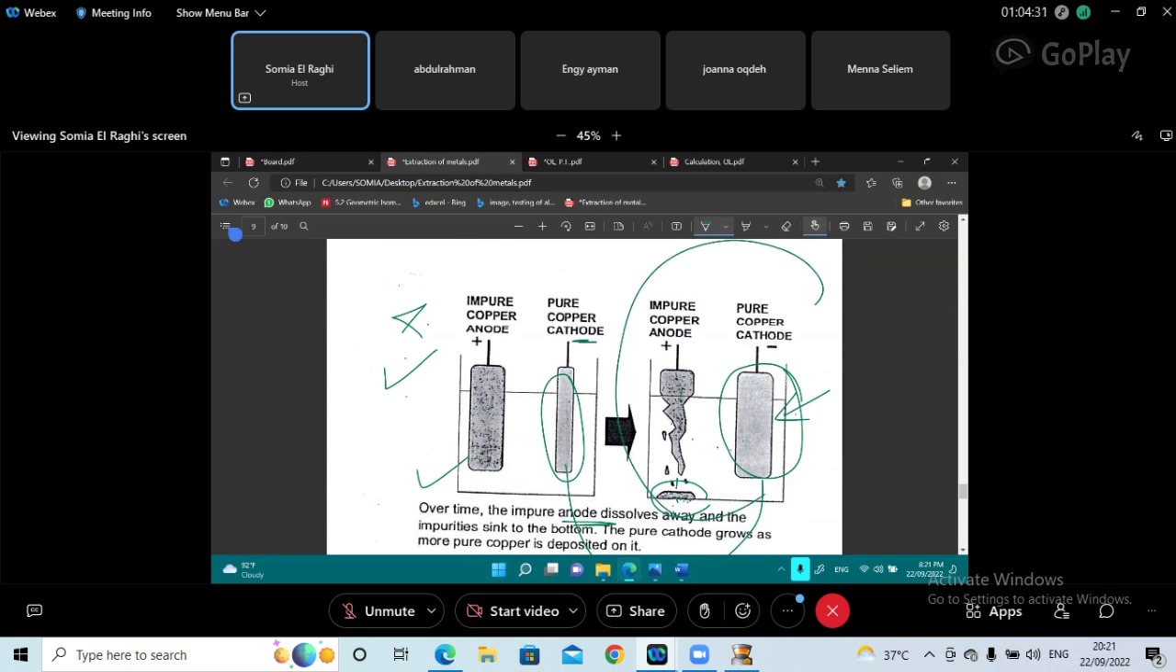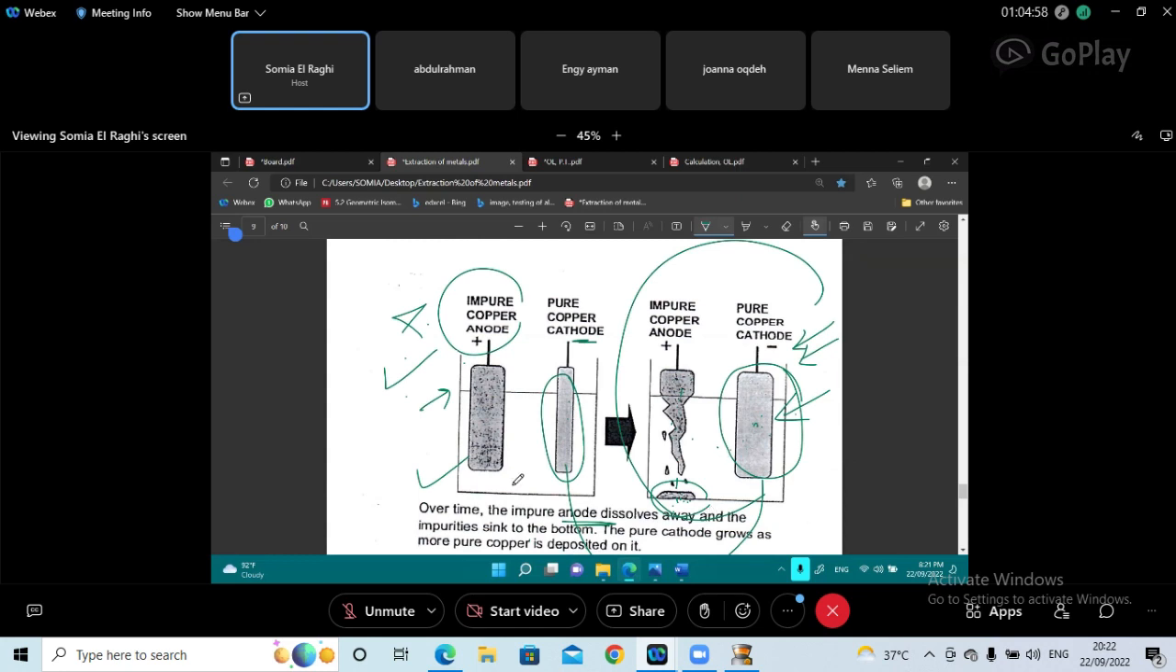Impurities start to dissolve and you get a pure metal deposited at the cathode. You will understand this later. But just for the moment, we fix the impure metal at where? At the anode. We fix impure at anode. All right? But again, all this will be done later on. Let's talk about the uses.